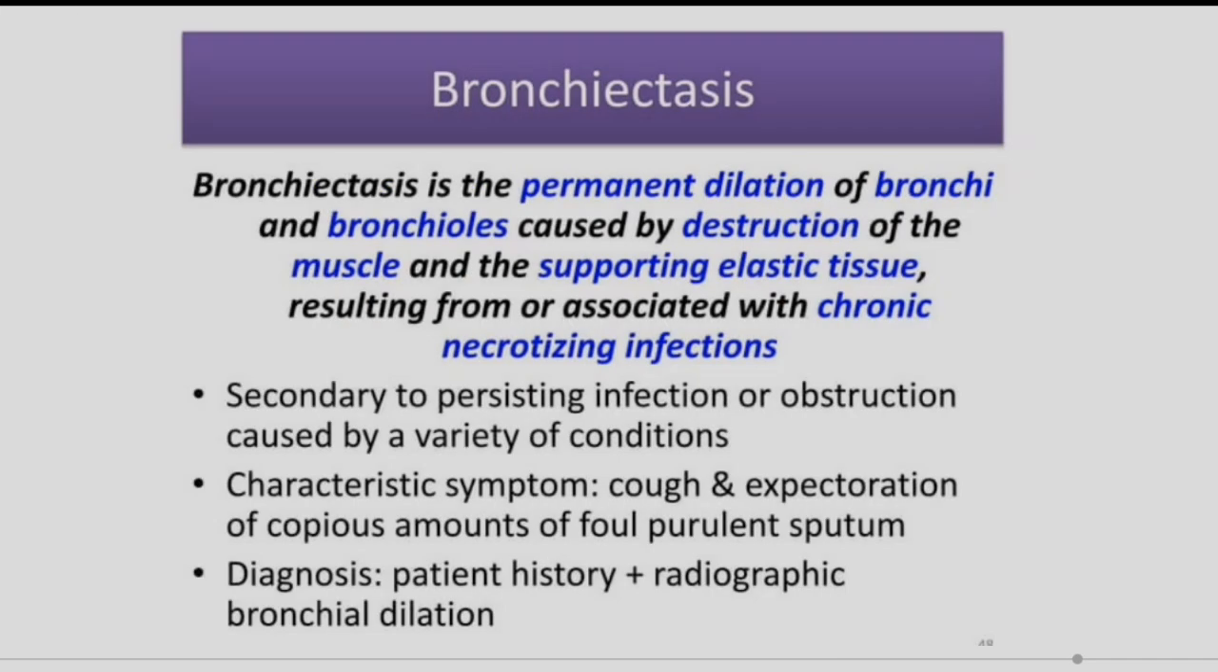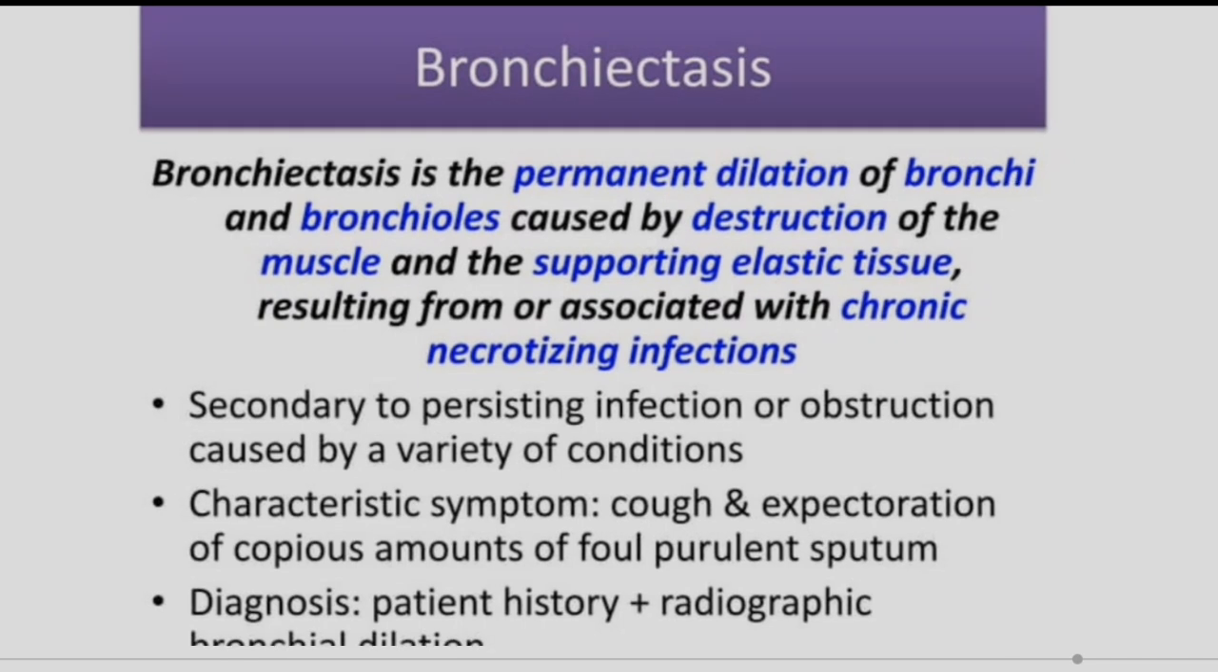Then we have bronchiectasis. Now, while studying, bronchiectasis is a permanent dilation of bronchi. Emphysema was also a dilation, but the fact is that this dilation is irreversible, and it is not due to destruction of the alveoli. Bronchiectasis is caused by destruction of the muscle, and this is on the bronchi, while that one is on the alveoli. So that's one of the biggest differences between emphysema and bronchiectasis.